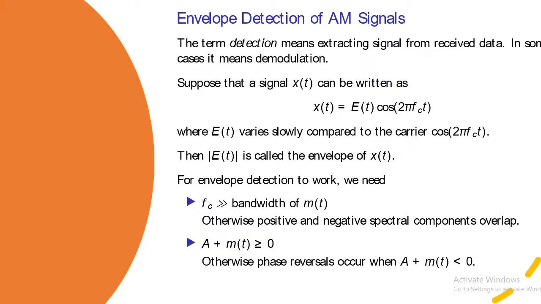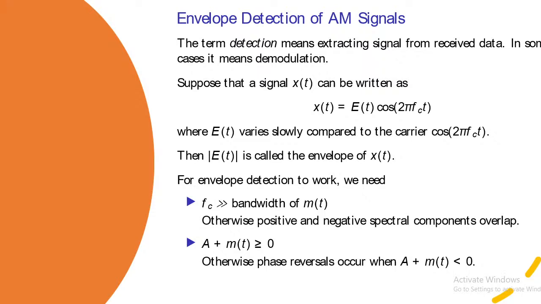Suppose x(t) is the signal that you are receiving, and it is written as x(t) is equal to E(t) into cos omega c t, where E(t) is varying slowly compared to omega c t. Then the absolute value of E(t) is called the envelope of x(t). Its variation is small, which means the frequency of E(t) is very small compared to omega c. Then the absolute value of E(t) is the envelope mathematically. Analytically, I have explained this, it is mathematical.